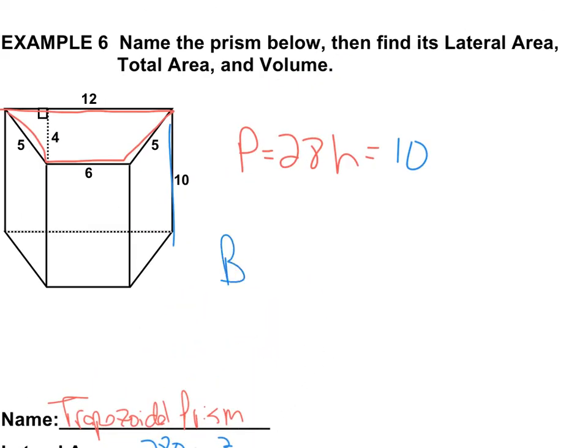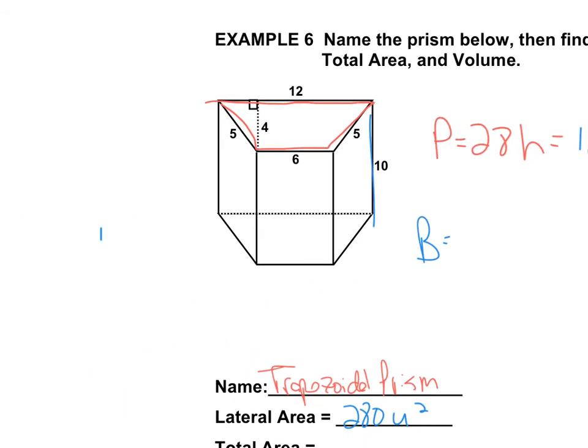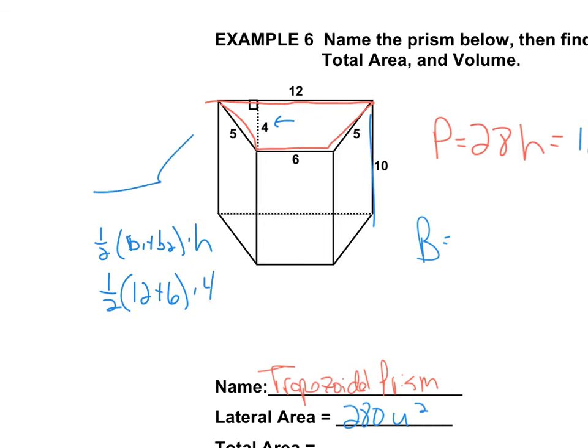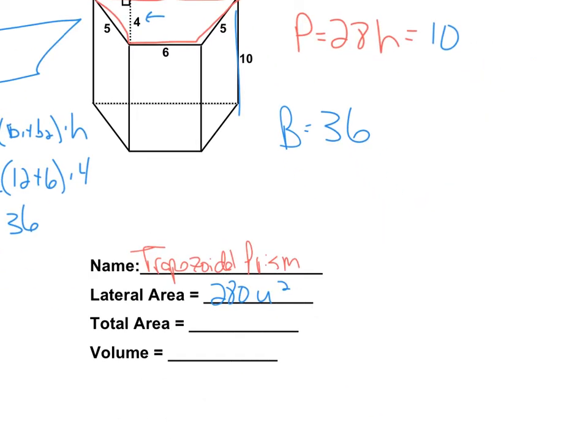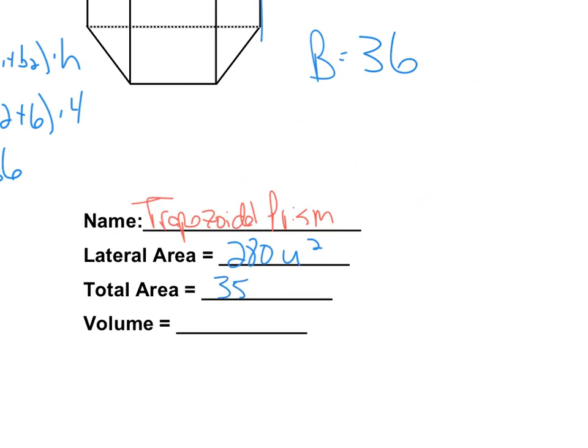Then we need big B. In this case, it's a trapezoid, so it's 1/2 the sum of the bases times the height. So 1/2 of 12 plus 6 times, and guys, it's the height of the trapezoid, which is 4. If I was drawing it like this, that's the height. Then I can multiply all those together, and I get 36. So you can use those to find the rest. I got 352 units squared for total. I got 360 units cubed for the volume.